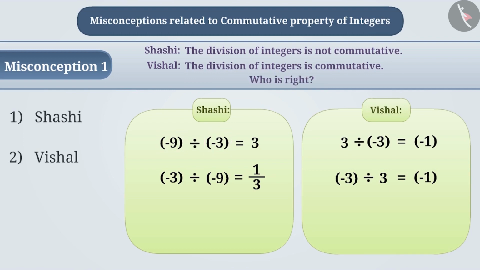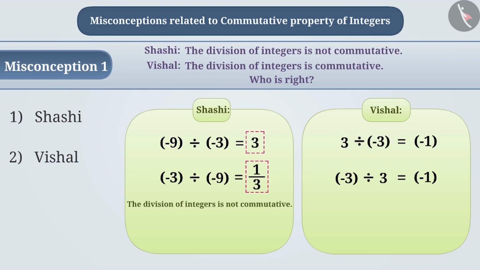Shashi obtained the result 3 by dividing minus 9 by minus 3, and by changing the order and dividing minus 3 by minus 9, she got the result 1 by 3. Seeing the result of both, Shashi was right that the result here is not equal, hence the division cannot yield the same answer if the order is changed. That is, division is not commutative.